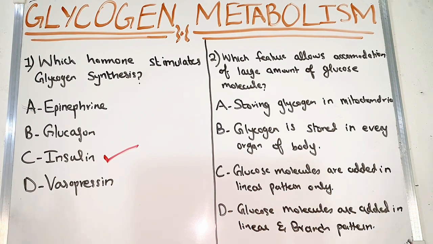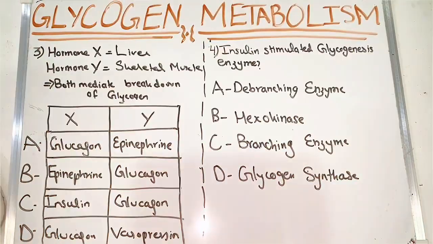The second question is, which feature allows accommodation of a large amount of glucose molecules? It is the one which is the best possible answer in which glucose can be stored in a large way. The first option A is storing glycogen in mitochondria. I don't think so. B, glycogen stored in every organ of the body. No. C, glucose molecules are added in a linear pattern. It is also added in a linear pattern, but the most probable answer is that it is added in both linear and branch pattern. So it is the most probable answer.